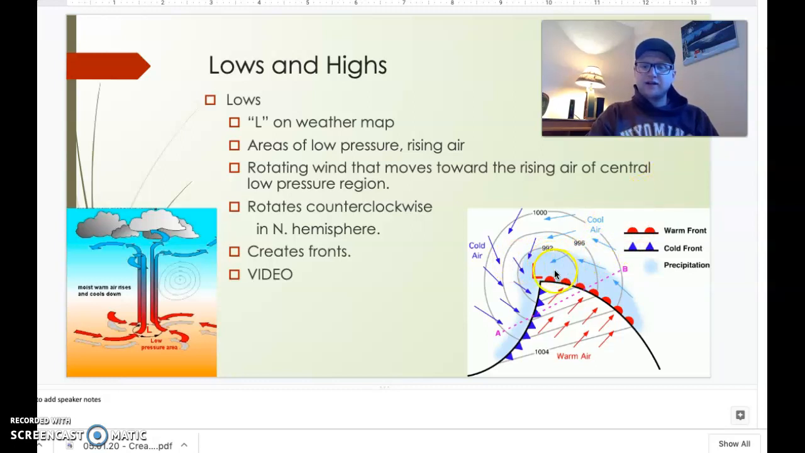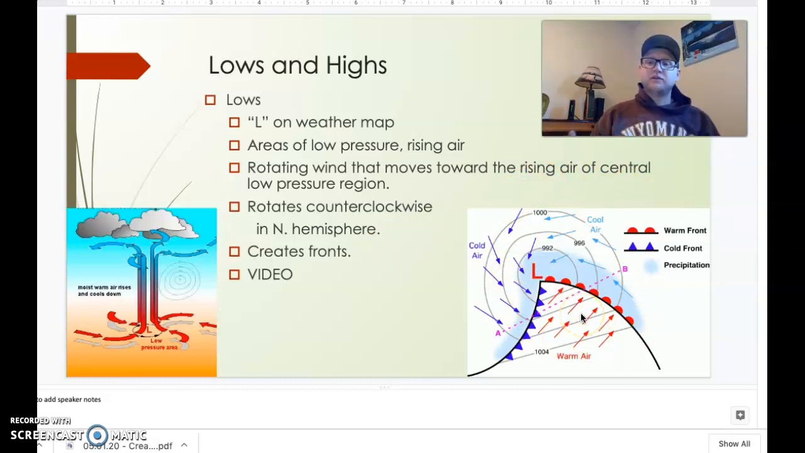It gets deflected to the right. Instead of coming straight to the center, it actually spins around the low pressure counterclockwise in the northern hemisphere and clockwise in the southern hemisphere. So as this air rushes in, it gets deflected to the right and actually spins around these low pressures.